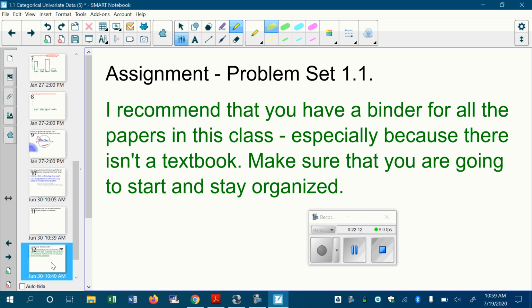So make sure that you have some system from the beginning that is going to help you stay organized and be successful. When we get to the end of this unit, you will want to be able to look back and study, and that is going to be really difficult if your stuff is scattered all over the place. So come up with a system and stick with it, and good luck on the problem set.